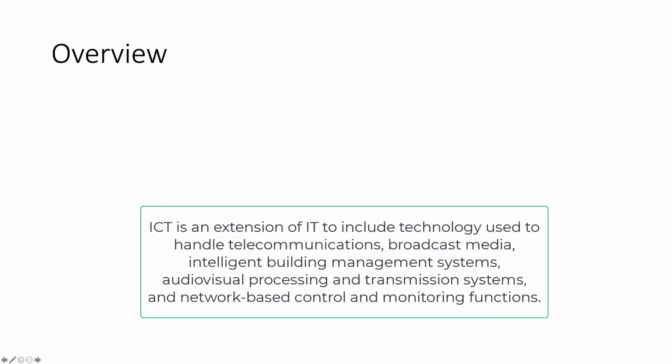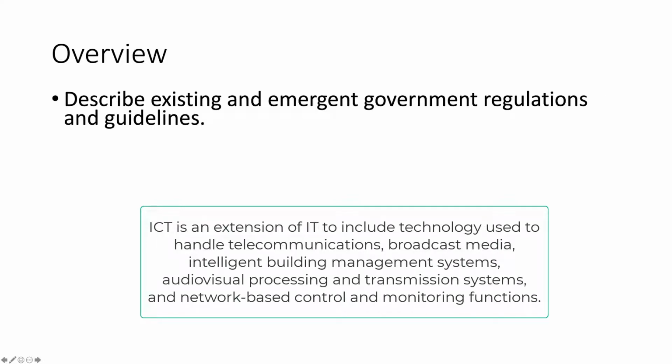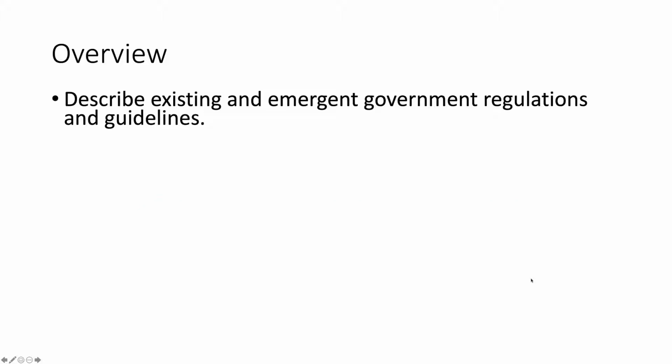And it all stems from government regulations and guidelines regarding the acquisition of products. And many of these products are ICT related, that is information communication technologies. They're the computer hardware, hardware components, and software. And so the first we're going to talk about are the existing and emergent government regulations and guidelines.